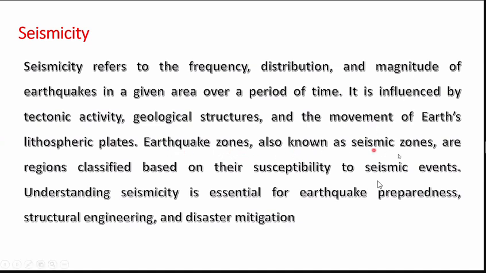Now, earthquake zones, also known as seismic zones, are regions classified based on their susceptibility to seismic events. Understanding seismicity is essential for earthquake preparedness, structural engineering, and also disaster mitigation. So you can see earthquake and seismicity are interwoven. If you want to study seismicity, then you have to know how the layers within the earth move. And when the layers within the earth move, what we have is earthquake.